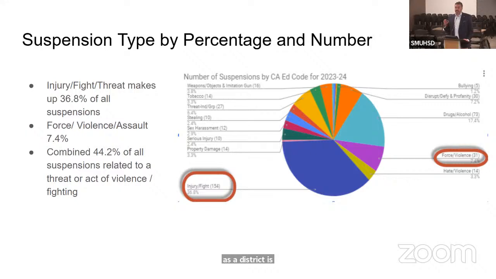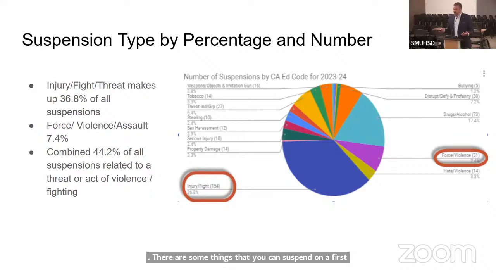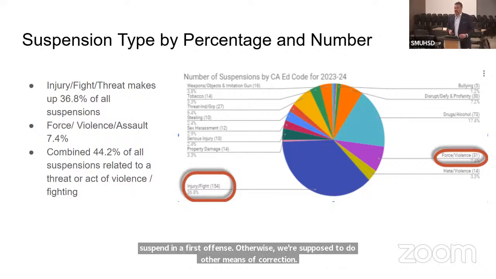A few things to recognize here. There are some things that you can suspend on a first offense, meaning the first time a student does something. Those are usually some act of violence, whether it's a fight or an assault, or something related to substances like drug use or drug possession, or weapons. Those are really the only things you can suspend in a first offense. Otherwise, we're supposed to do other means of correction. We're supposed to try other alternatives, and that's what our sites generally do.